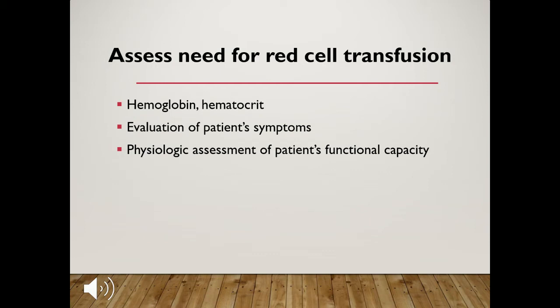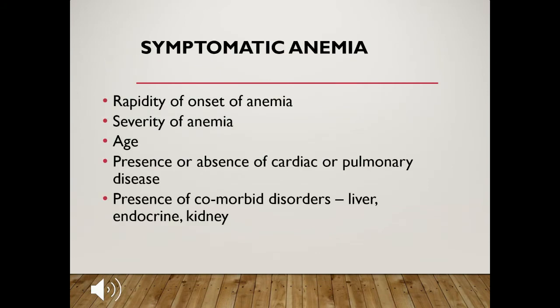So for example, in a young patient with no cardiovascular disease with very mild symptoms, we defer transfusion in these patients, compared to elderly patients with cardiovascular disease and with severe symptoms such as chest pain. Or there are a lot of factors for the development of symptomatic anemia.